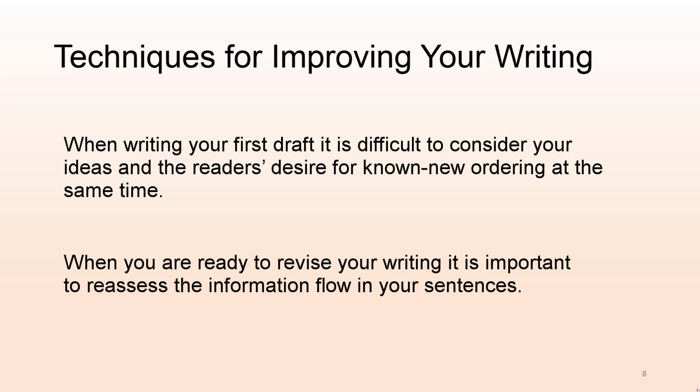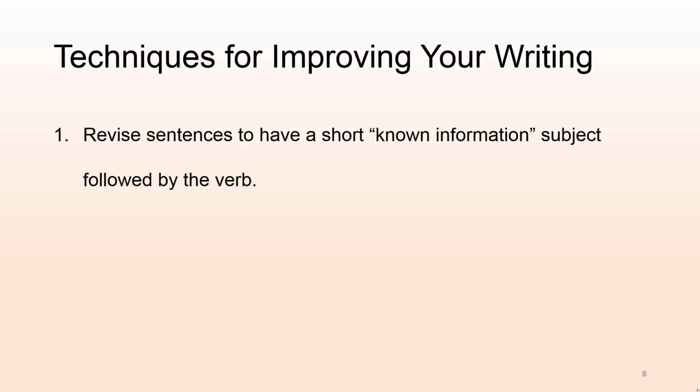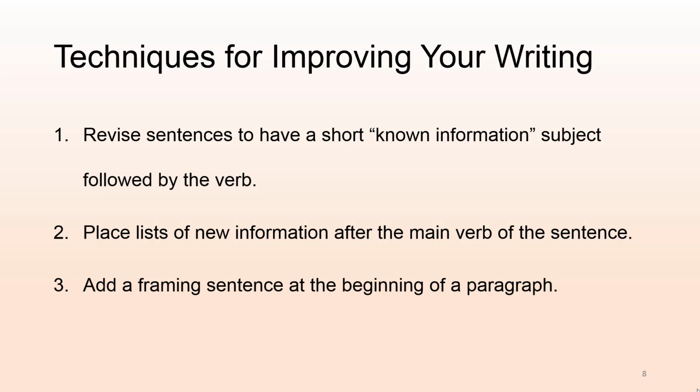As you revise your writing for information flow, here are specific techniques to try. 1. Revise sentences to have a short, known information subject followed by the verb. 2. Place lists of new information after the main verb of the sentence. And 3. Add a framing sentence at the beginning of a paragraph. We will present several examples of student writing that need revision to be more effective.